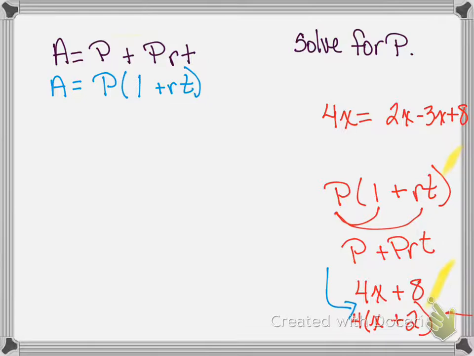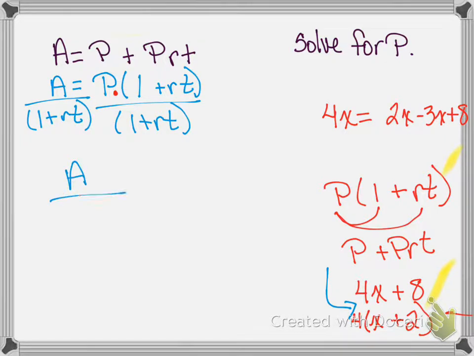No, okay. Now that I've got that P by itself, what operation is happening right here in between the P and the parentheses? Multiplication. How do I undo multiplication? Okay. And I want you to go ahead and get in the habit of putting parentheses around that. It will help you later on.